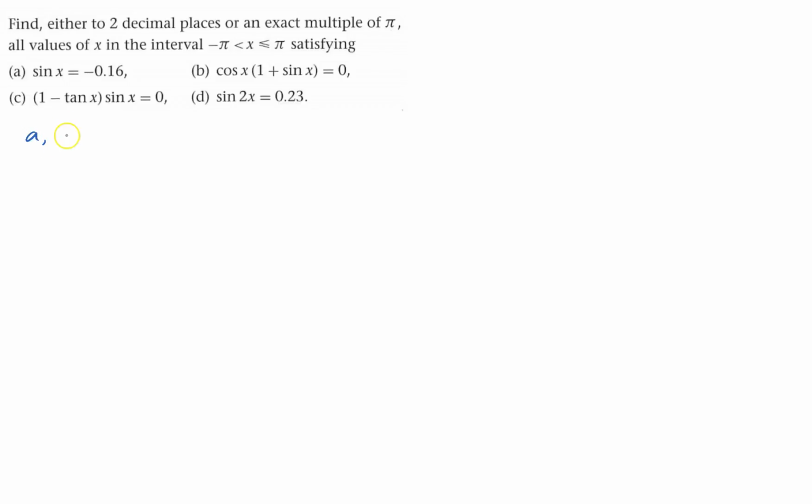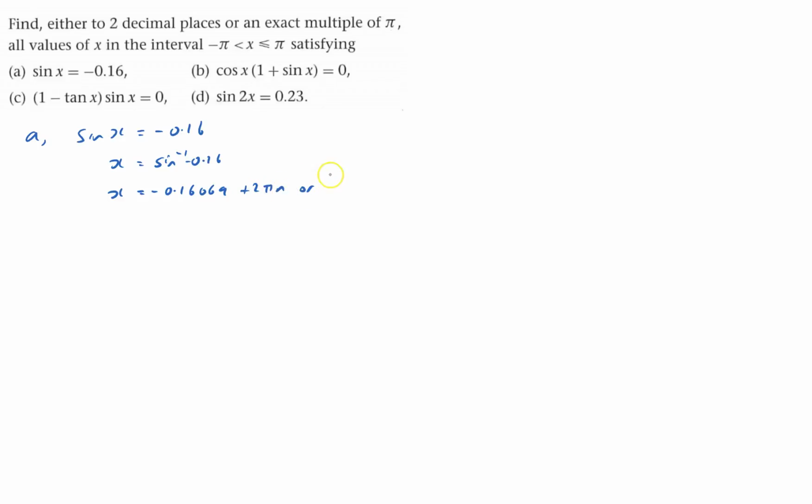Okay, so we've got 6a. Sine x equals negative 0.16. I want x, so I take sine to the minus 1 of both sides. And that will give me x equals minus 0.16069, and that will repeat every 2 pi n.